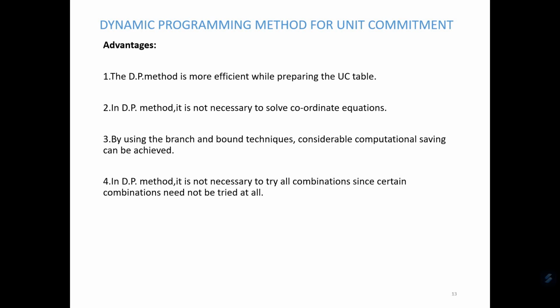What are the advantages of the unit commitment method? First, the dynamic programming method is more efficient while preparing the unit commitment table. Then in the dynamic programming method, it is not necessary to solve the coordinate equations. Then by using the branch and bound technique, considerable computational saving can be achieved. That is, if we get the idea, then there is no need to do the calculation for all the combinations. And in the dynamic programming method, it is not necessary to try all combinations since certain combinations need not be tried at all. So these are the advantages.